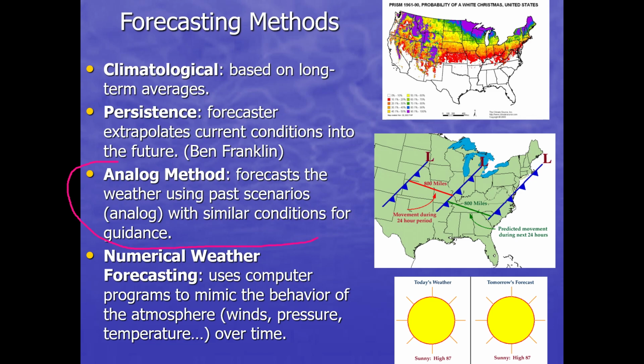The analog method, now getting a little bit more skillful than persistence. This is basically forecasting what's going to happen today or next week or next year based on past scenarios with similar conditions. So the analog method is like a giant game of matching, right? You've ever played the memory game before where you flip over those little cards, right? And you got to find the same match in the deck of cards.